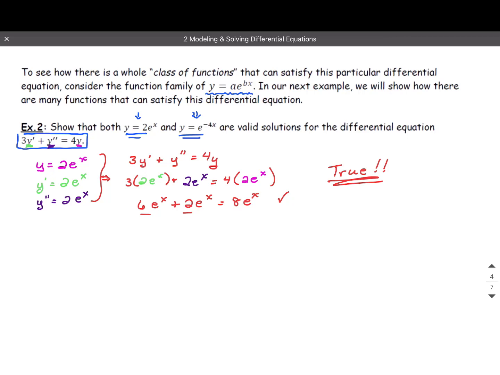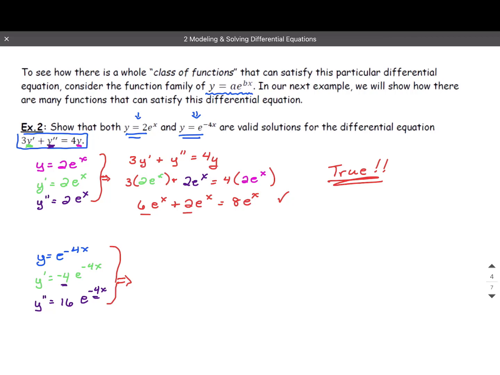Now let's look at the second solution and see if it works. y equals e to the negative 4x. And again, we're going to need to find the first derivative, but this time the derivative of e to the negative 4x is e to the negative 4x times the derivative of the exponent, negative 4. Okay, and we need to find the second derivative, which is e to the negative 4x. Now we have a negative 4, and we have to multiply by the derivative of that exponent, so that's another negative 4. So negative 4 times negative 4 is a positive 16.